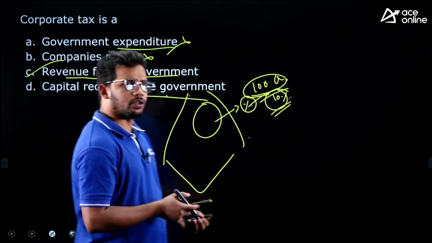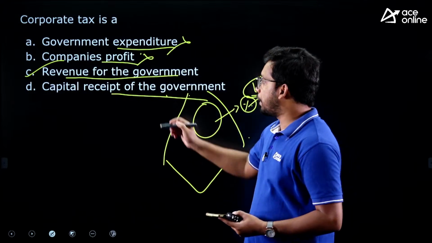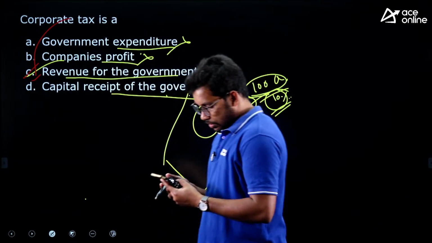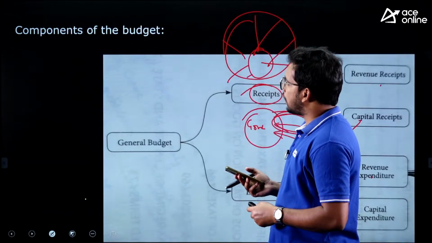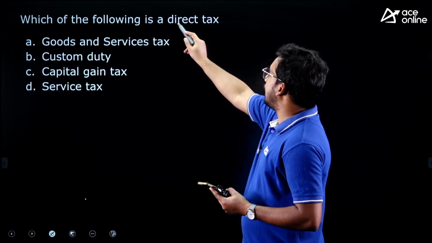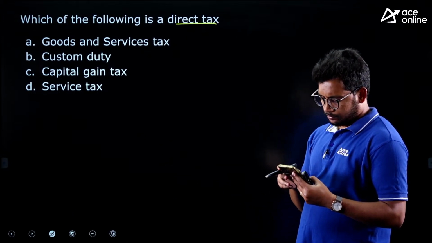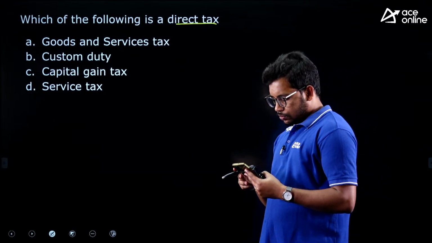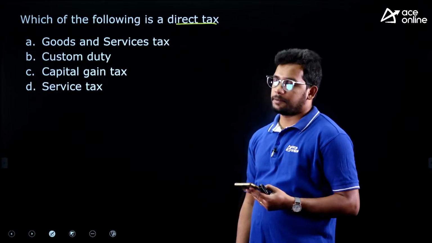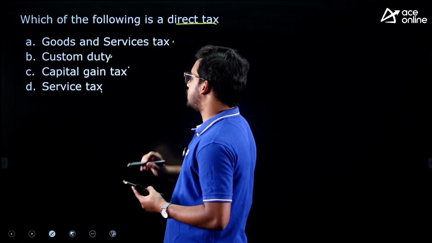For the previous question, tax forms part of revenue, a one-time payment the government need not pay back. That's why corporate tax is revenue for the government. Jahnavi, very good, the answer was correct as C. Next question: which of the following is a direct tax? This is a very easy question. Goods and service tax, custom duty, capital gains tax, or service tax.